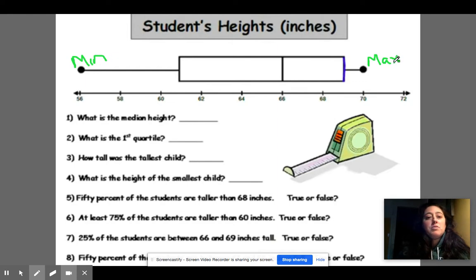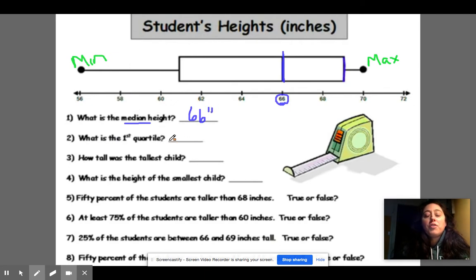Okay, so what is the median height? If you guys remember, let's make this blue, the median is this middle line right here. So if I look down, I think that that's a 66, right? So the median height is 66, and they even give us a value of inches, so 66 inches.